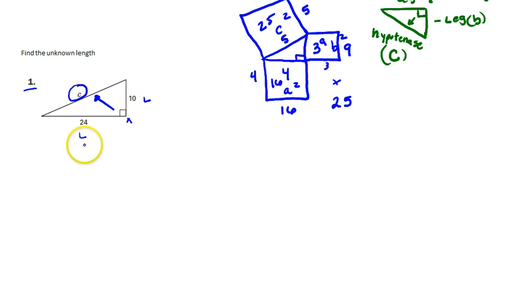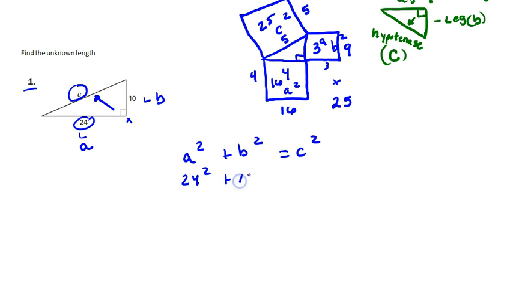So that's C. So this could be A, and this could be B. So if I take my formula, a squared plus b squared equals c squared, and I plug in the numbers I know, a is 24 squared, b is 10 squared, and that's going to equal my unknown side, c squared. Now let's do the squaring.